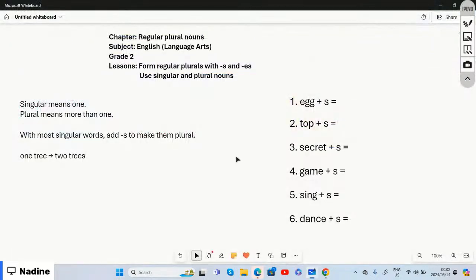All right, so our chapter is regular plural nouns. Our subject is English language arts, grade 2. And the lessons that we are going to be focusing on under the chapter of regular plural nouns are to form regular plurals with S and ES, and to use singular and plural nouns.